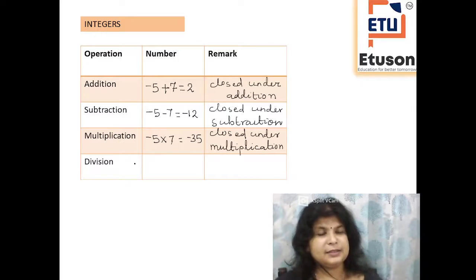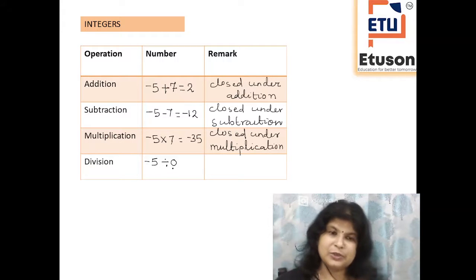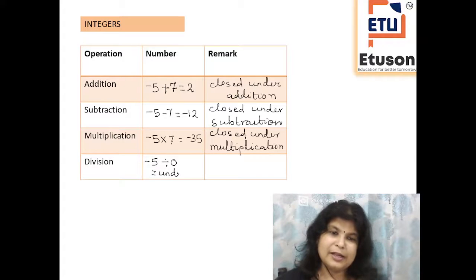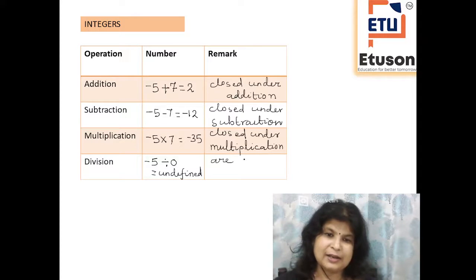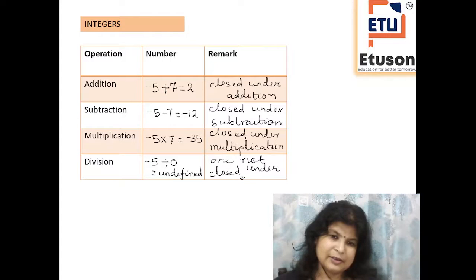Now consider the division operation. Now suppose I write minus 5 divided by 0. Okay. So here minus 5 is one integer, 0 is another integer, but the answer is undefined. So integers are not closed under division.